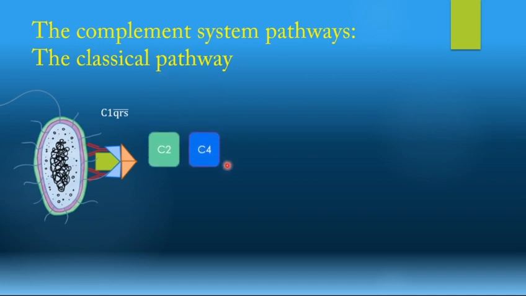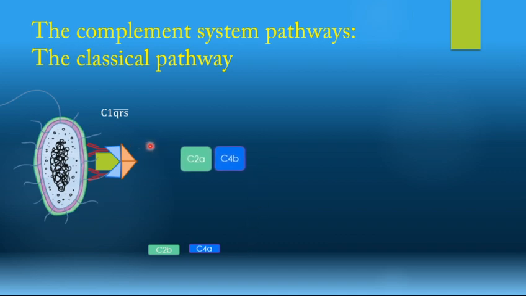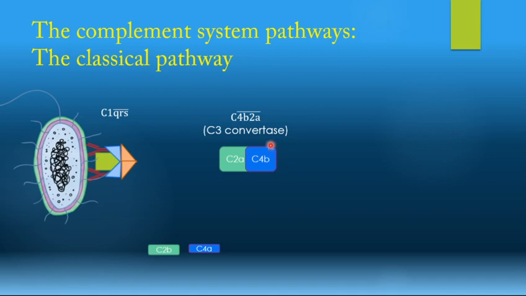So C2 and C4 will be cleaved into the large a for C2 and the large b for C4, and the smaller parts will go through the bloodstream and work as chemoattractants, basically, while the large parts will bind together. Once they are bound together, we get our first C3 convertase, which is C4b2a. This is a C3 convertase in the context of the classical pathway. Of course, as we said, they all converge at this point of formation of C3 convertase, which will cleave a C3 peptide into a C3b and a C3a.